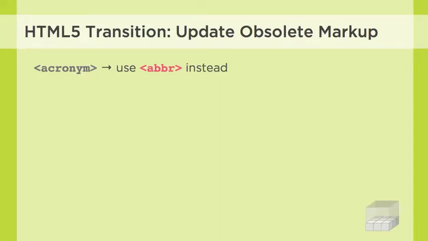It's gone. Don't use it anymore. If you had any, just change them to ABBR. Search and replace. Don't even think twice about it. Don't ask yourself why you made a decision in the first place. Don't go reopen those rat holes.